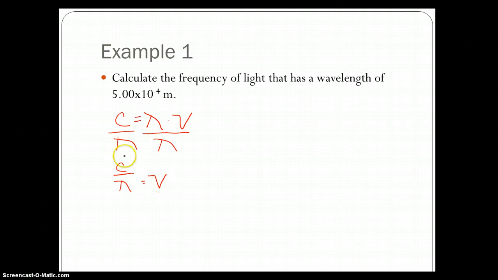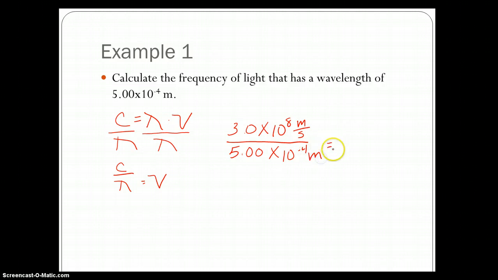Okay, so we know the speed of light. It's a constant. So 3.0 times 10 to the 8th meters per second divided by our wavelength that's given, 5.00 times 10 to the -4th meters is going to equal our frequency. So when we do that division, we get a frequency of 6.0 times 10 to the 11th, and our units, if you look, the meters cancel, our units will be 1/seconds. So that is the frequency of light that has that specific wavelength.